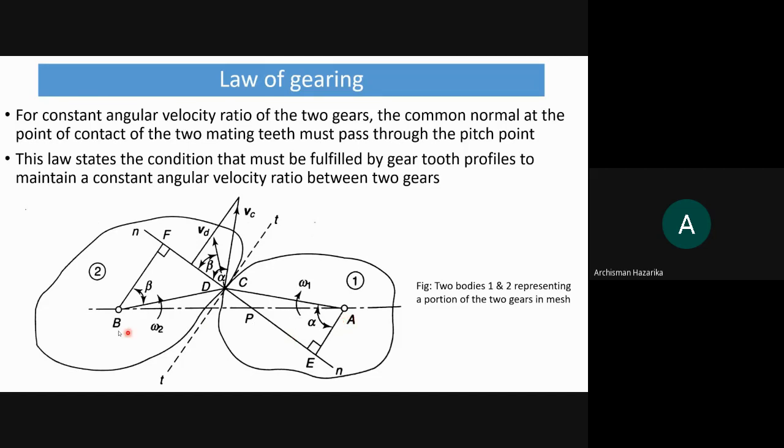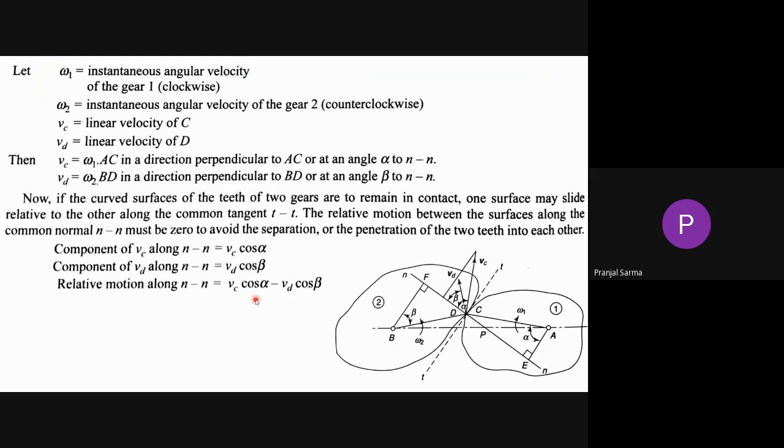Now this body is rotating about point A, and body 2 about point B. We have also connected the centers of rotation of these two bodies by this particular line. Up to this much I hope it is clear. So let's consider omega 1 is the instantaneous angular velocity of this particular gear, gear 1, in the clockwise direction. As I have already said, omega 2 is for gear 2, in the anti-clockwise direction.